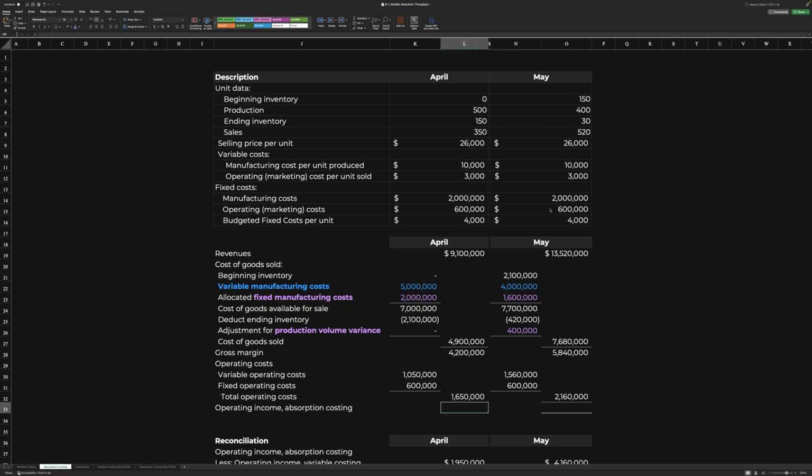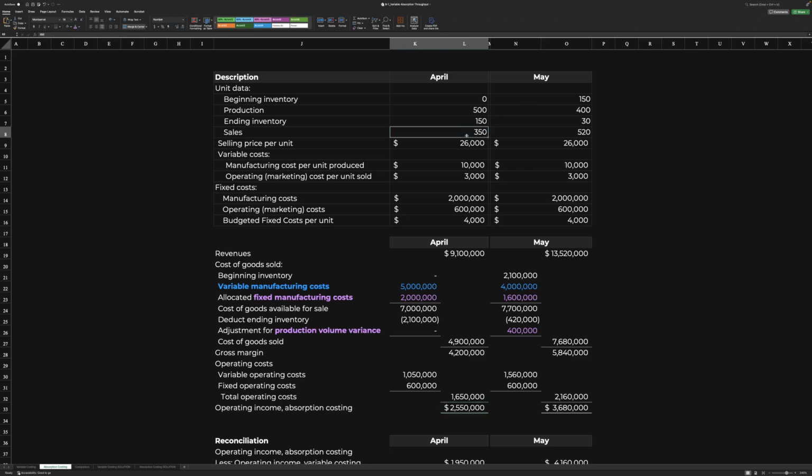And now we can calculate our operating income under absorption costing. We'll take 4,200,000 in gross margin, subtract the total operating costs, and we get $2,550,000. Let's compare that here. 5,840,000 in gross margin, subtract 2.16 million in operating costs, gives us an operating income of 3,680,000.